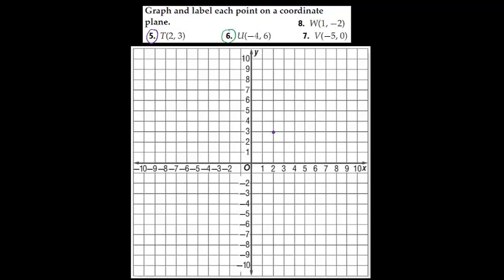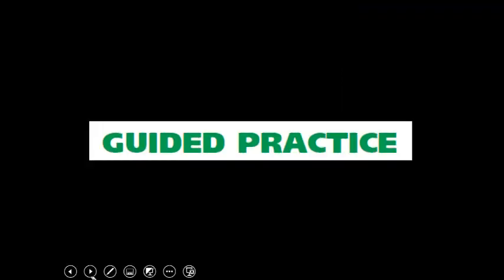Let's do U. (-4, 6). So 1, 2, 3, 4 to the left. 1, 2, 3, 4, 5, 6 up. That is point U. Point V is (-5, 0). 1, 2, 3, 4, 5. And y is 0, so it stays on the x-axis. That is point V. And point W is (1, -2). So 1 to the right and 2 down. That is point W.